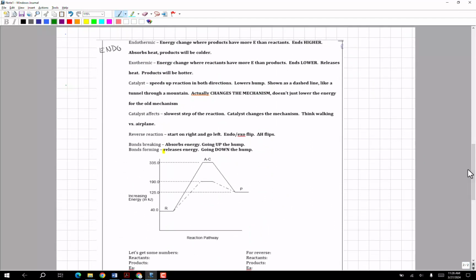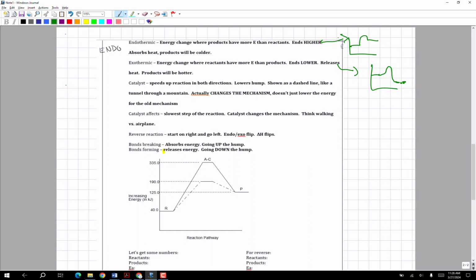Endothermic, energy change where the products have more energy than reactants. It ends higher. That means it looks like this. It absorbs heat. Products will be colder. Exothermic, energy change. This is endo. Exothermic is an energy change where the reactants have more energy than the products. Still has a hump going up, right? Ends lower, releases heat. Products will be hotter.